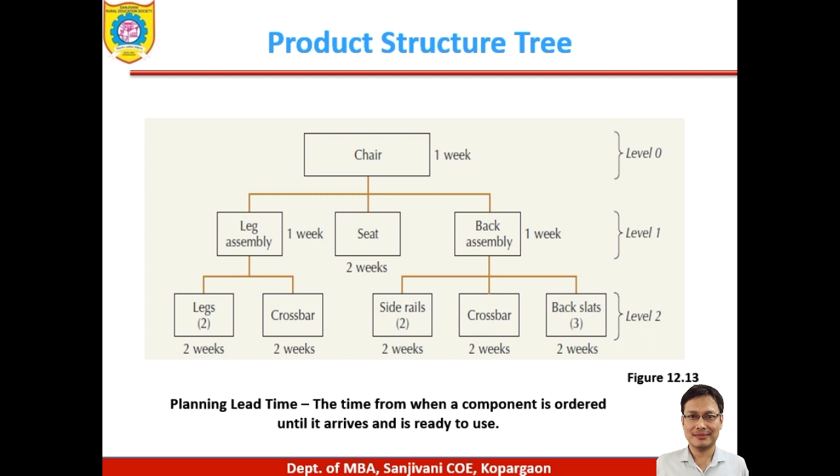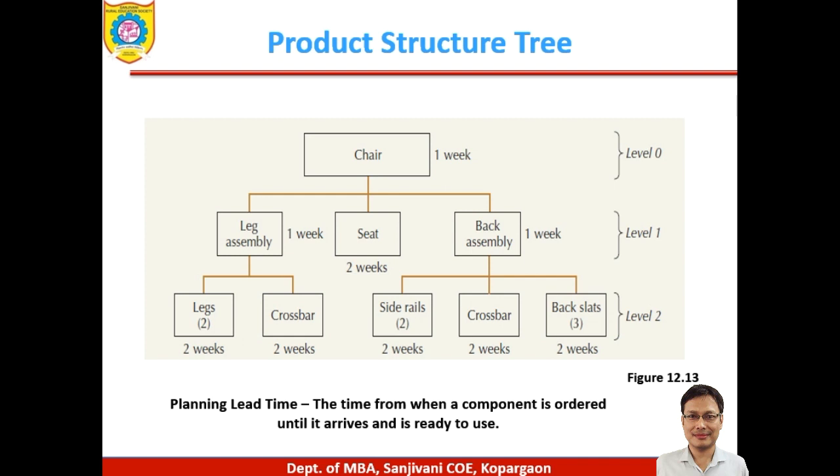Now let us try to break down this level 1 subassembly into further sub-assemblies if possible. So first taking the leg assembly, we found it is possible to break down leg assembly into further smaller components of legs and crossbar. So a leg assembly consists of two legs and a crossbar to connect the two legs together into the leg assembly. Likewise, we try to break down the seats, but seat doesn't have any further subassembly.